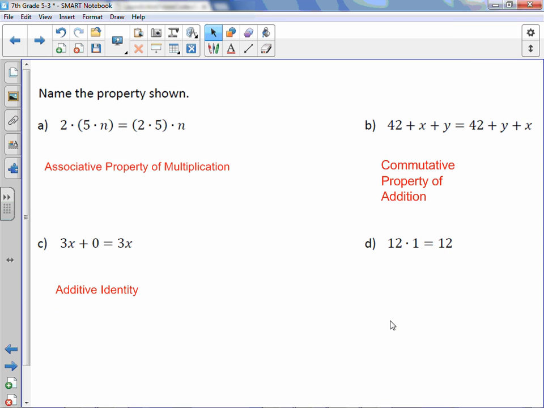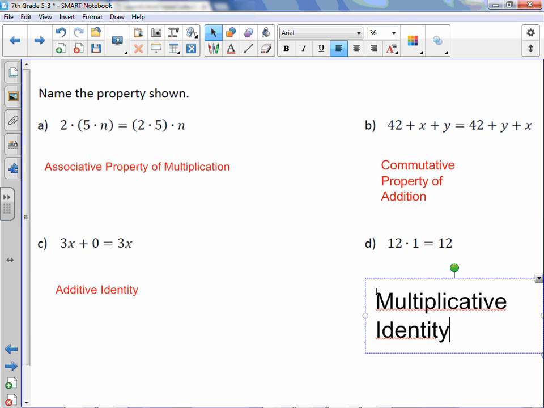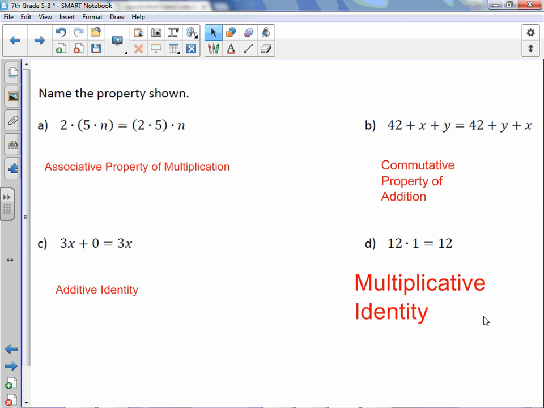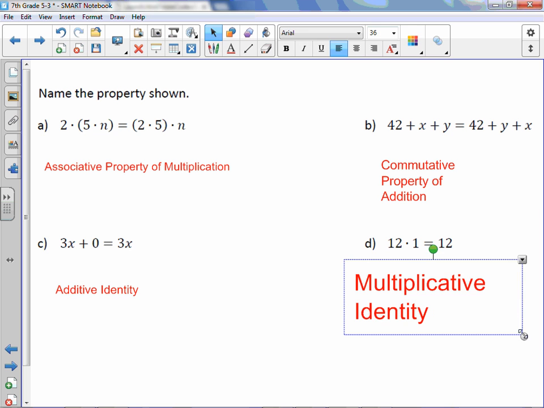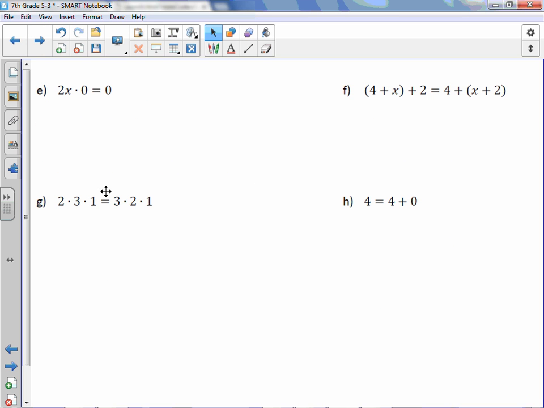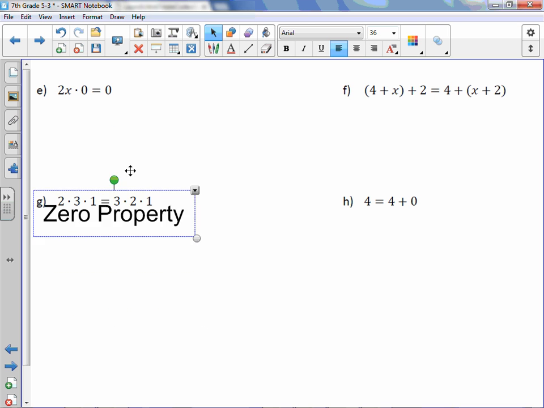Letter D, 12 times 1 equals 12. What you put in, you get out, and it's multiplication, so it's the multiplicative identity. Letter E, 2x times 0 is 0. That is the 0 property because your product is 0.